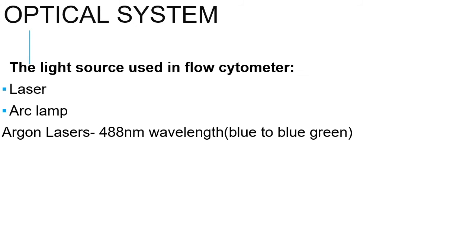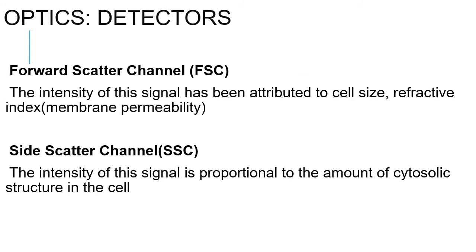Now, the next component is the optical system, where you can use a light source in the flow cytometer. Three types of sources can be used, like laser, then arc lamp, and argon lasers of 488 nanometer wavelength. As far as the detectors are concerned, you can have multiple detectors, which detect the forward scattering or the side scattering. So let us see what FS and SS are, that is, forward scattering and side scattering.